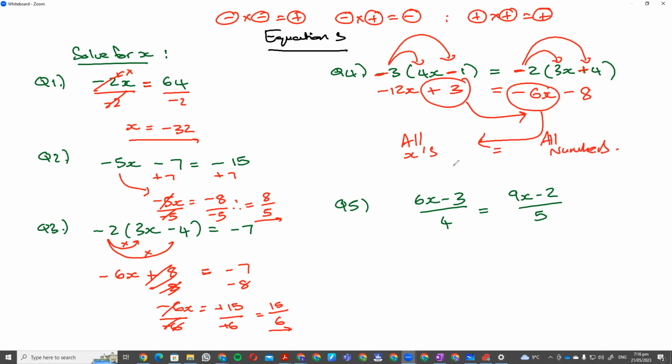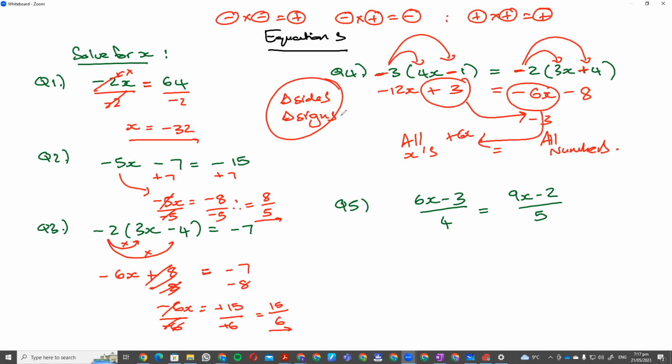All right, so I want all numbers on this side and all x's on the other side. But in order to do that, I can move it and change it into positive 6x, for example. I can move this and change it into negative 3x. And that's called change sides and change signs. So change sides, change signs. So whenever you move a term over an equal sign, you change the sign into its opposite.